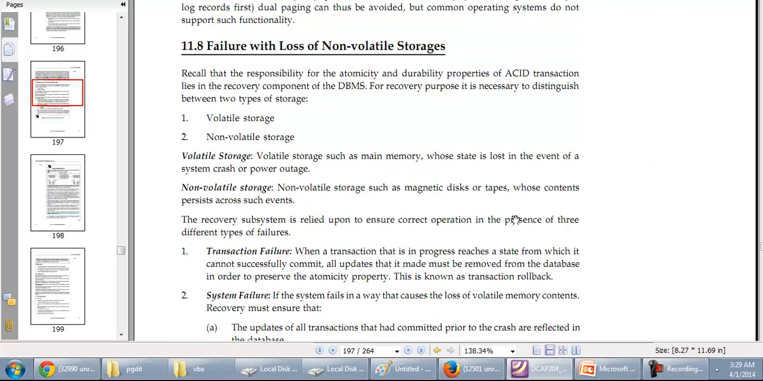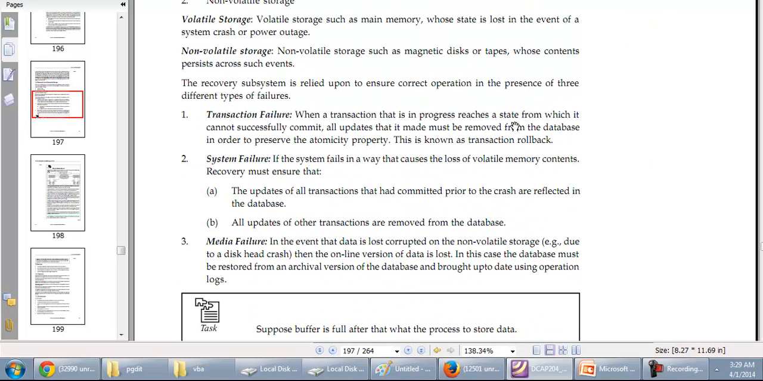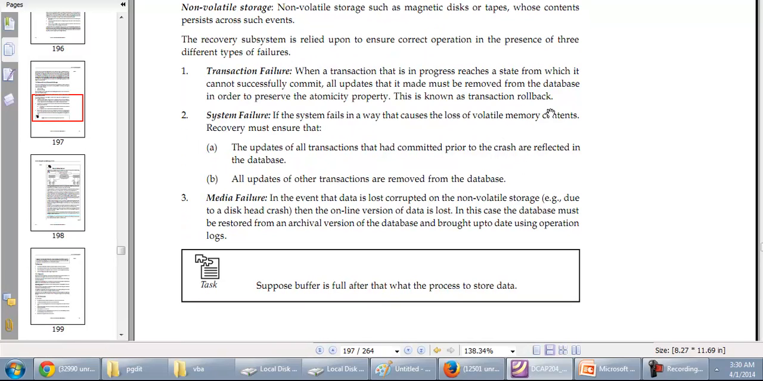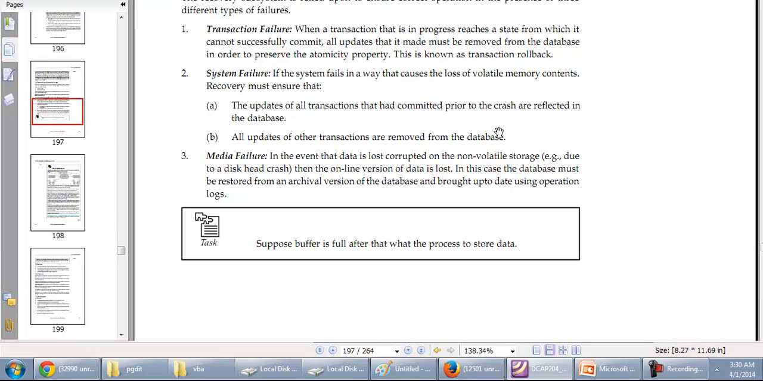So we have volatile storage, non-volatile storage, and transaction failure. When a transaction reaches a failed state, all updates must be removed from the database to ensure atomicity, known as transaction rollback. System failure: then recovery must ensure that the updates are reflected.